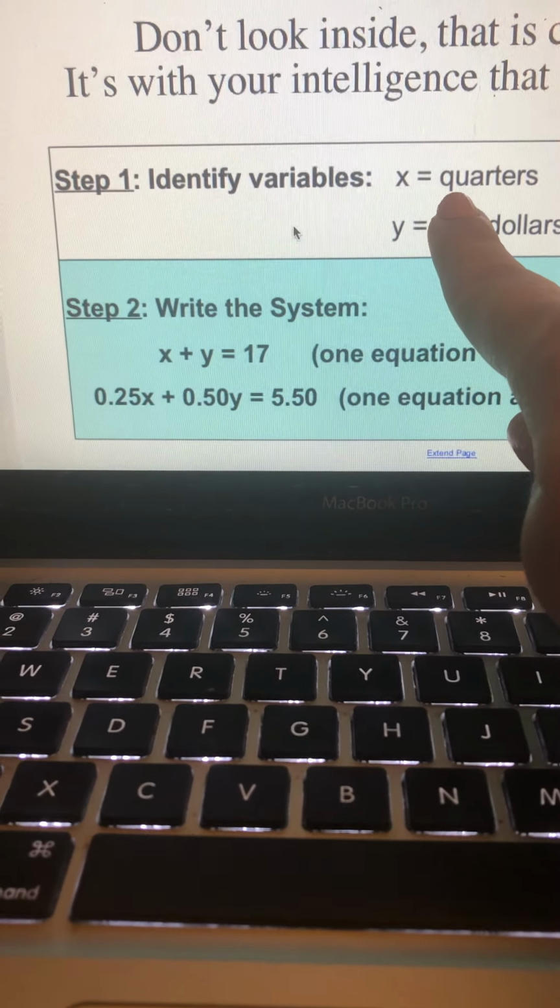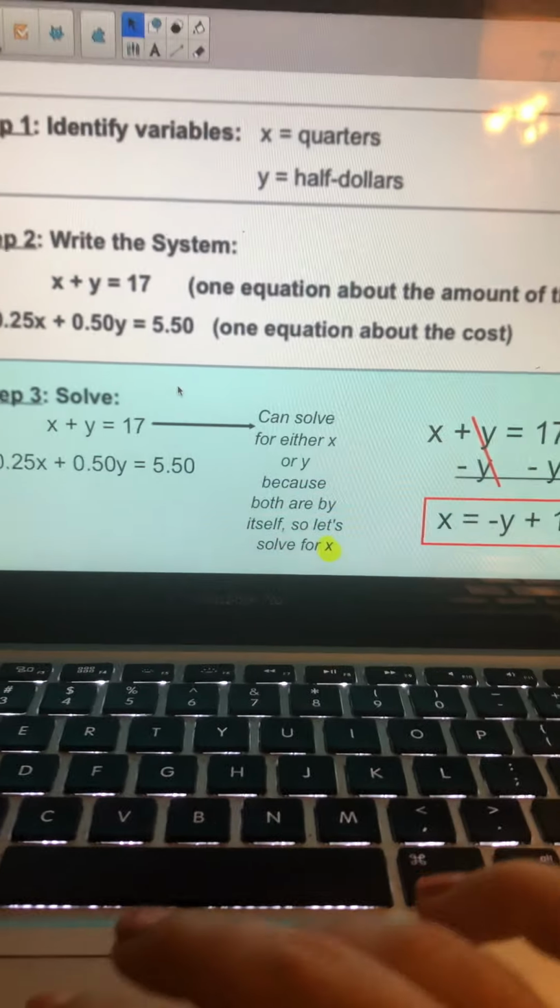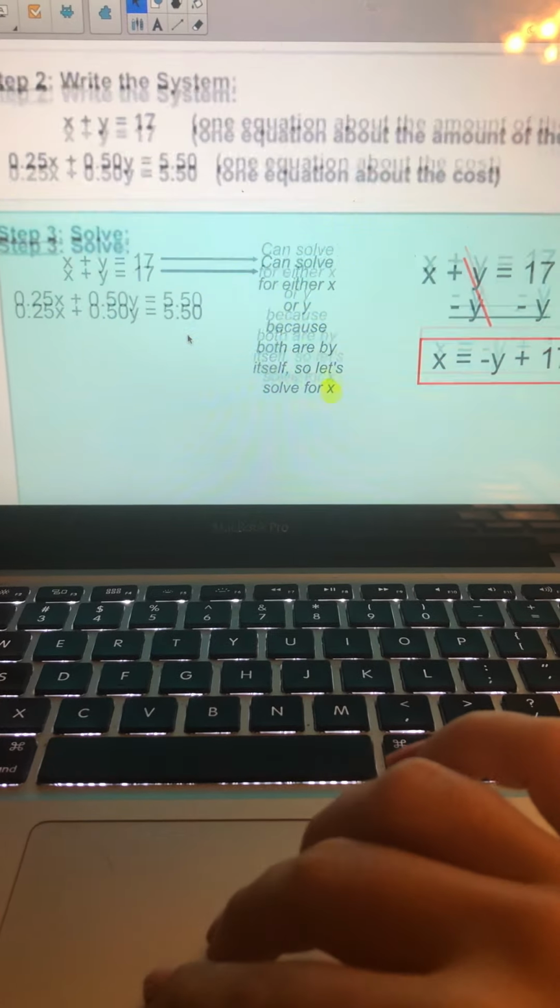So 50 cents times the amount of half dollars that are in there gives me a total of $5.50. So very similar to what we saw yesterday. One equation will be about the amount, the other equation will be about the cost. And that second equation will always relate to the worth of the coins that you are talking about in the cup. Okay? So once you have that set up, then you're going to solve.